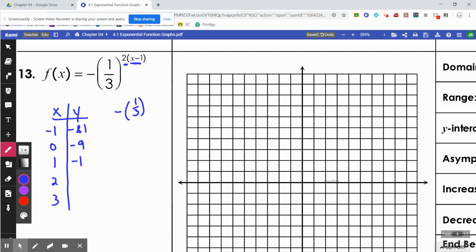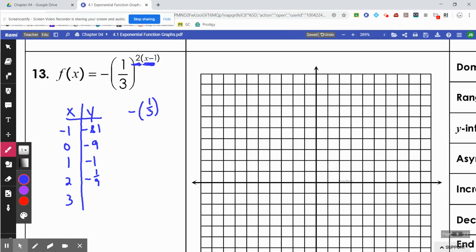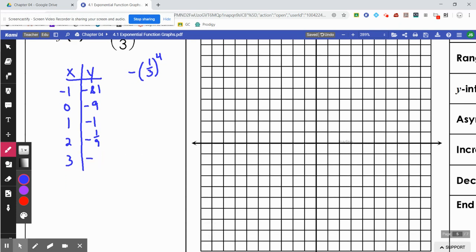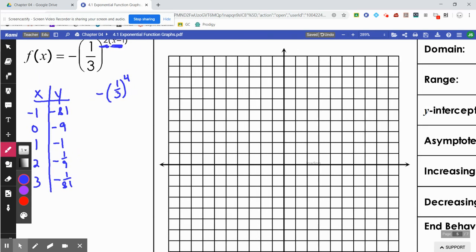Next up, you have 2. So plug in 2. That'd be 2 minus 1, which is 1. 2 times 1 is 2. So it'd be the negative of 1/3 squared, which would be 1/9. And then finally, when we plug in 3, that'd be 3 minus 1 is 2. 2 times 2 is 4. So that's going to be the negative of 1/3 to the 4th, which is 1/81. Now let's take and plot those points.